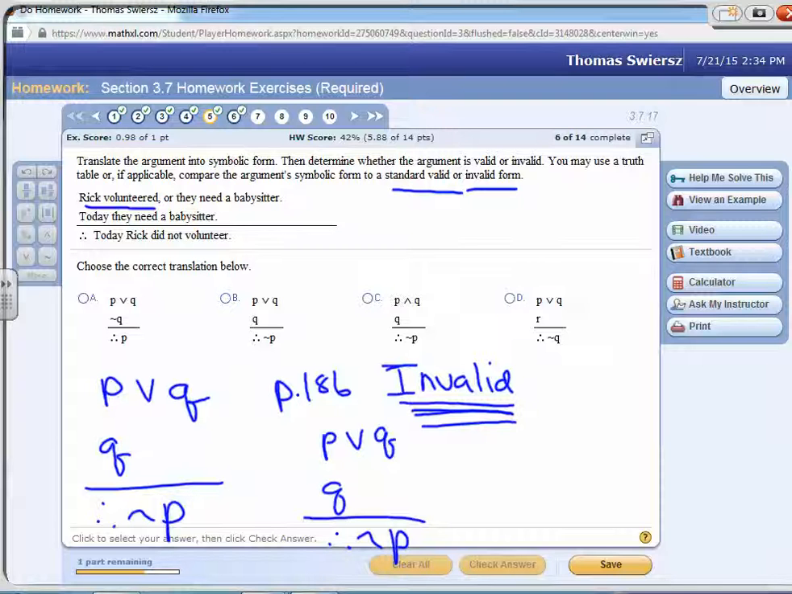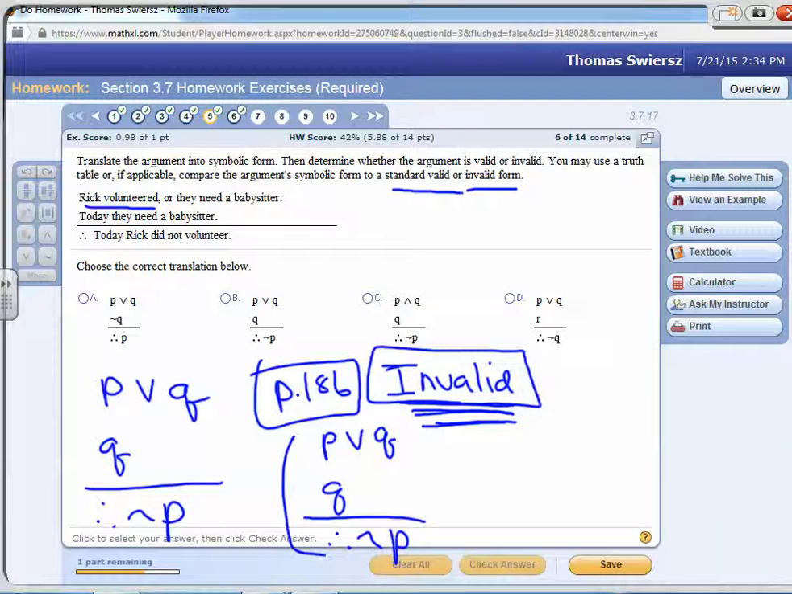So it is the same exact form of one of the invalid arguments, so we definitely know that the argument will be invalid. We don't have to do a truth table because we know from comparing on page 186 of the textbook, it fits one of the invalid arguments. It's called misuse of disjunctive reasoning. Okay? So we're not forced to use a truth table.